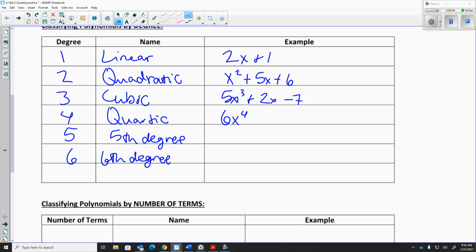Well, a 5th degree polynomial is just something where the biggest exponent you see is a 5. And then everything after that doesn't matter what it is. So it might look like this, or it might look like that. Or a 6th degree might just look like this. That's a 6th degree. It doesn't matter how many terms there are. It just matters what the exponent is. Okay, is this making a little bit of sense?